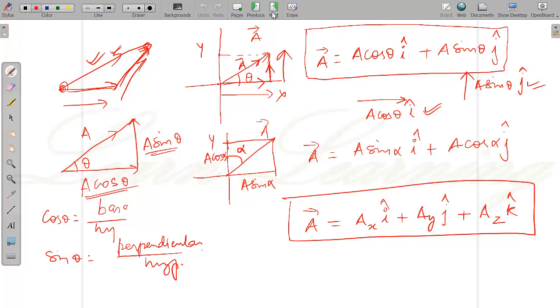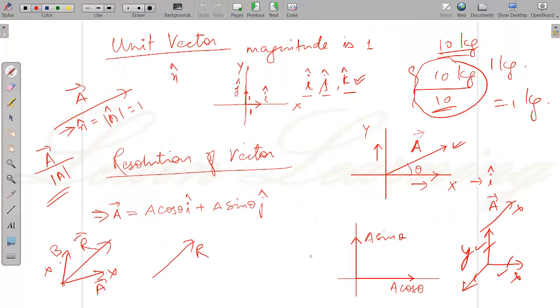Alright, now can we verify that this is correct? After you have split it, instead of vector A, we can write it in terms of A cos theta and A sin theta. But does this combination of two vectors give you back the vector A? We'll see that. We know the resultant vector by the formula, right?